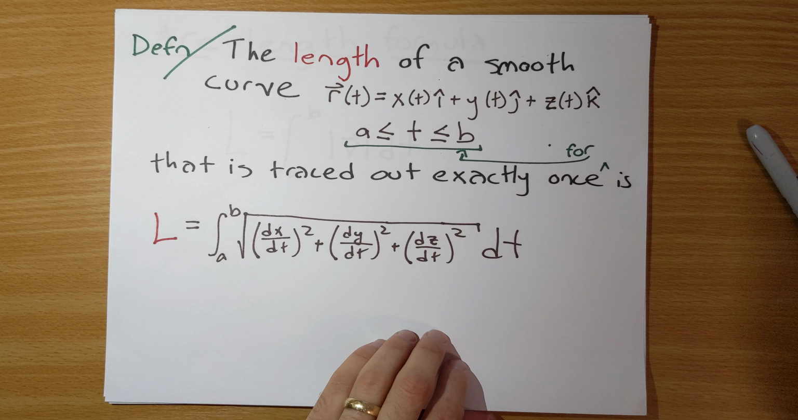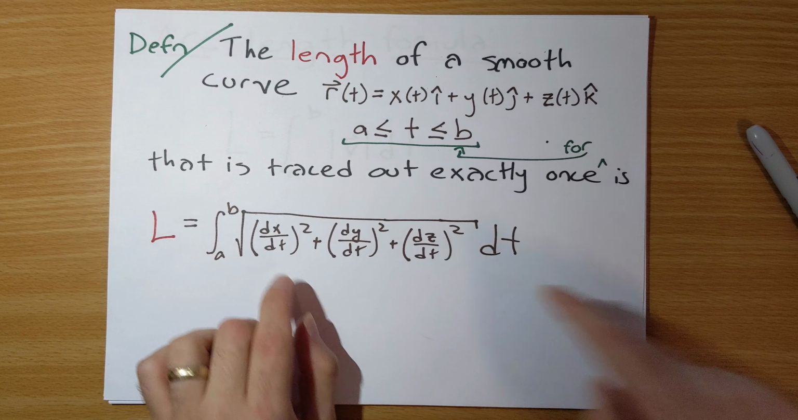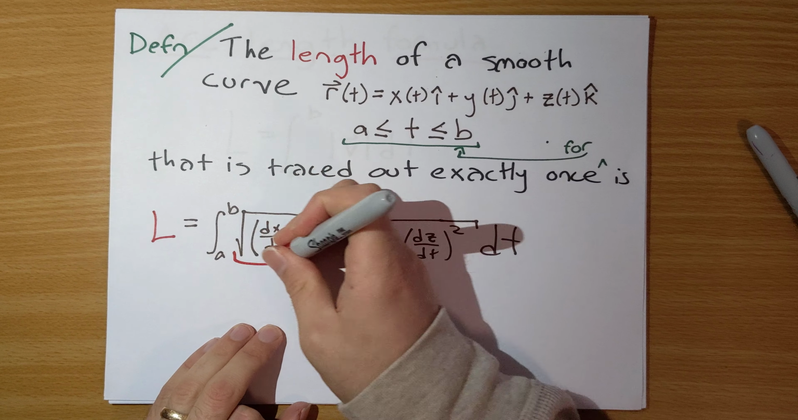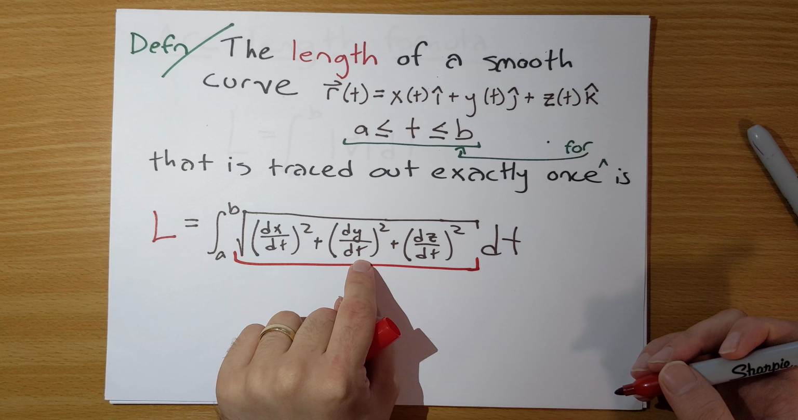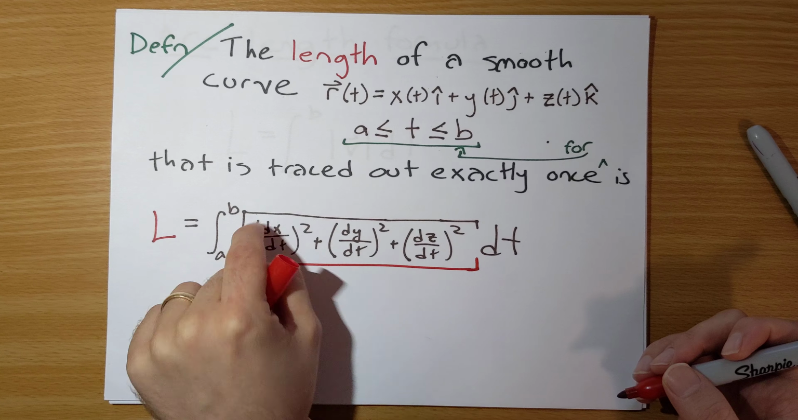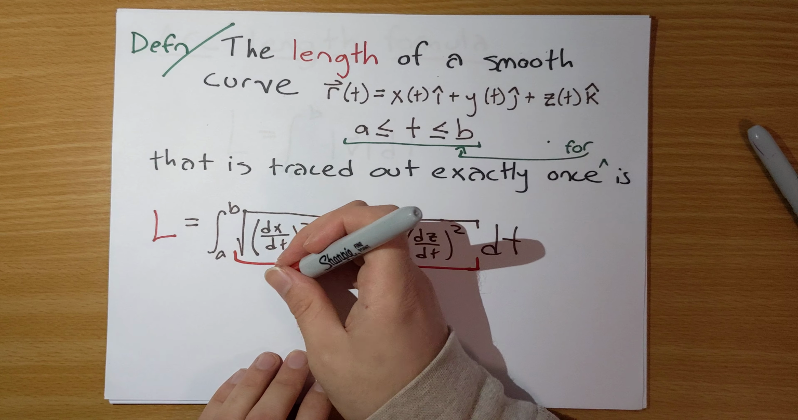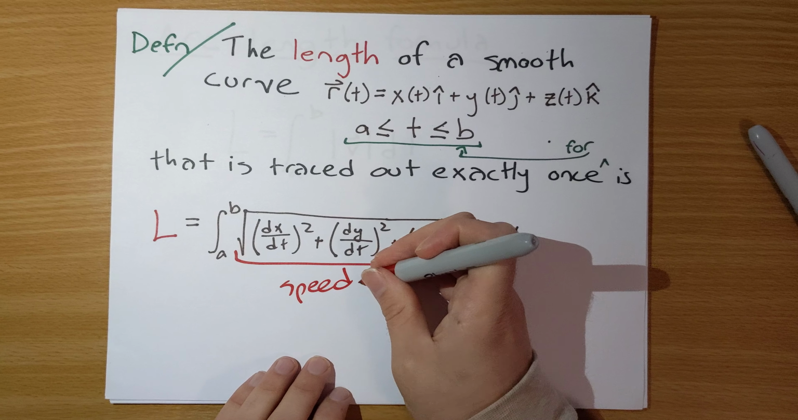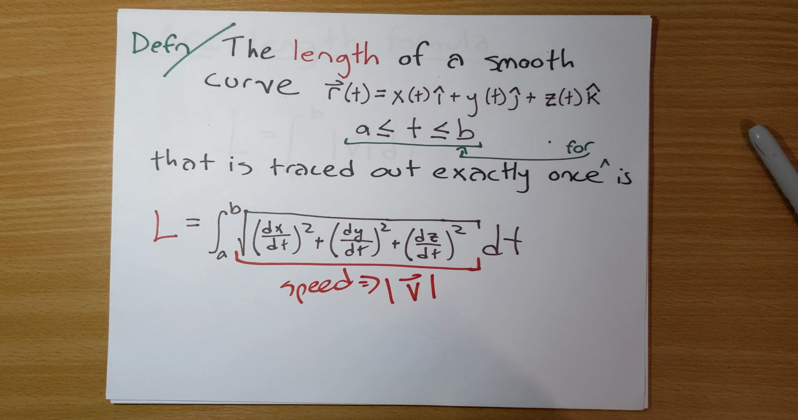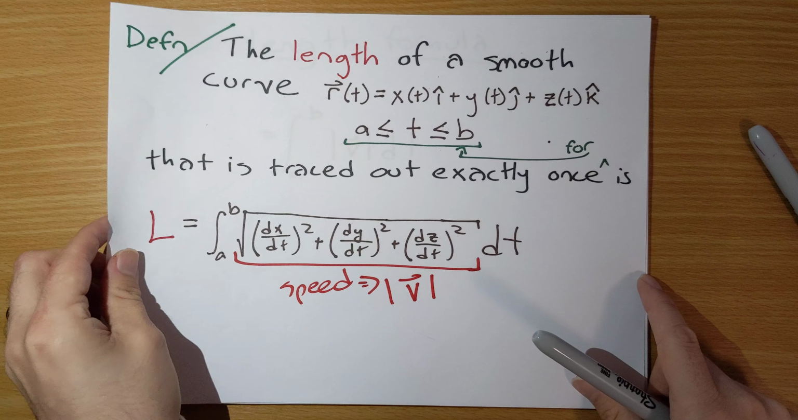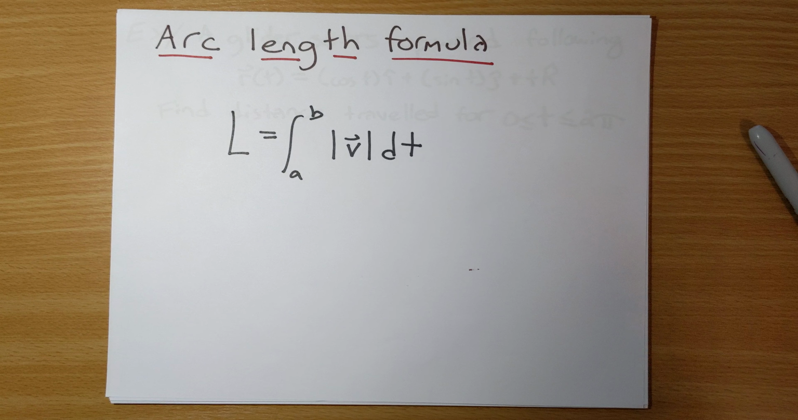I peek to see what's coming up next. Let's just observe that the thing under the square root here, the first component of the velocity squared, the second component of the velocity squared, the third component of the velocity squared, take the square root of that. This is just speed. This is the magnitude of our velocity. And so a very succinct way to write our arc length formula is this: L is the integral from a to b of the speed, integrating the speed with respect to t.